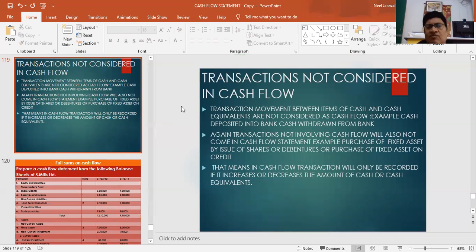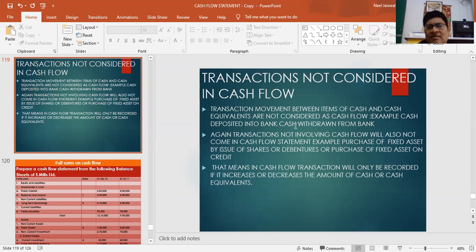Like suppose we have transferred debentures into shares. There is no cash coming in or going out; it's just from one place to the other. We are issuing bonus shares. That means again, from reserves we are transferring the money to the capital. So anything which is going on in between items, we do not take. That means transaction movement of items or cash and cash equivalents are not considered as cash flow.